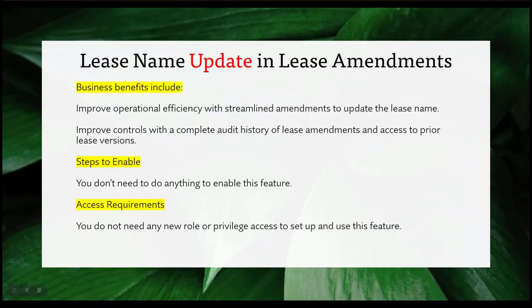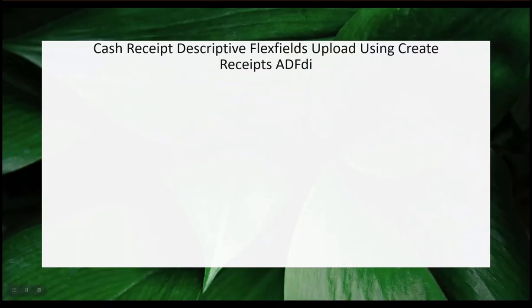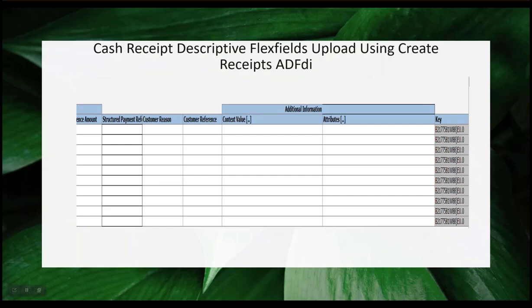But you have to ensure that the current version of your system is 25A. What's next here? Cash receipt. Now we are in AR. Cash receipt descriptive flexfield upload using create receipts ADFDI. Use create receipts using spreadsheet ADFDI to upload descriptive flexfield values, or DFF, for cash receipts. The ADFDI upload process reduces the manual effort needed to enter and update DFF values after receipt creation.